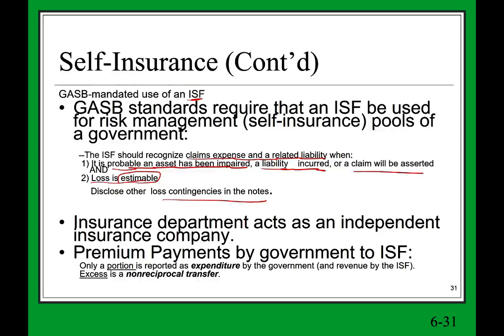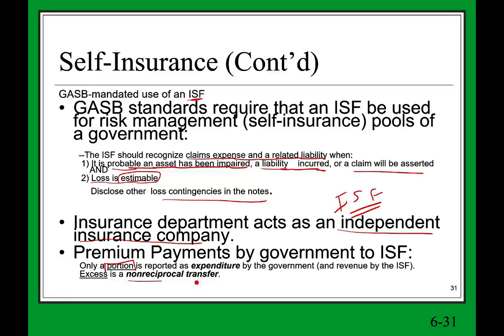Now, this insurance department inside the government is an internal service fund by itself. But again, it's usually a department, basically an account. That's all it is. It acts as an independent insurance company. Various government bodies will pay it premiums. For the premium payment by the government to the internal service fund, only a portion is reported as expenditure by the government, and we're going to see how, and as revenue by the internal service fund.